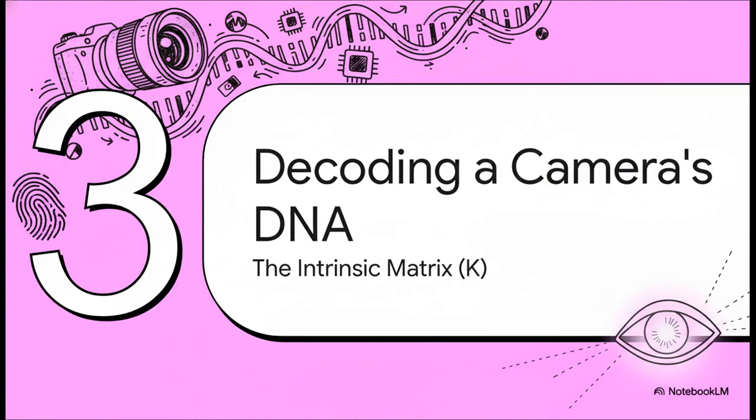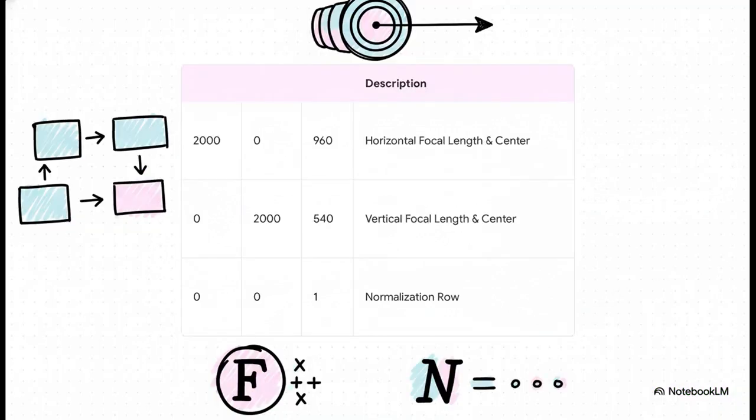Okay, so now let's use all this to decode the absolute heart of computer vision, the camera's intrinsic matrix, usually called K. The best way to think about this is like the unique digital DNA for a specific camera lens and sensor combo. Every camera has its own. Now I know what you're thinking. This grid of numbers looks a little intimidating, right? But trust me, when you break it down, it's actually really simple. It's only holding two key pieces of information about the camera, and that third row is just there to make sure all the math works out.